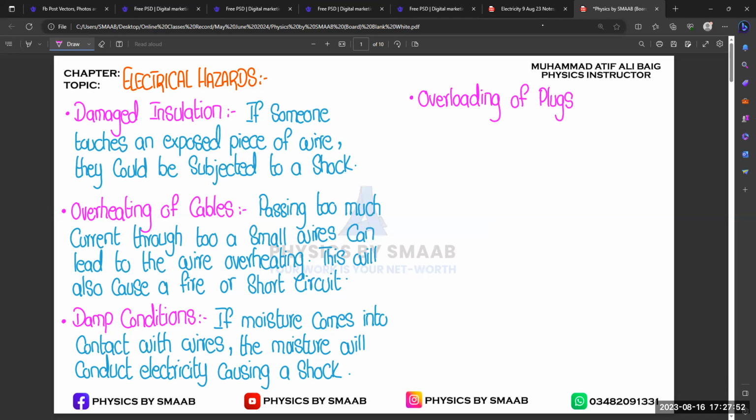Overloading of plugs or extension. So basically we use an extension, but what we do is use an extension plus another plug in it. Then we also plug two plugs into the same plug. So in the place of one, we are using three different plugs, right? So that is also a very dangerous one because we are overloading that wire, and the capacity of the wire is not enough to take such a high load. So that will also cause the same danger of electricity, right?